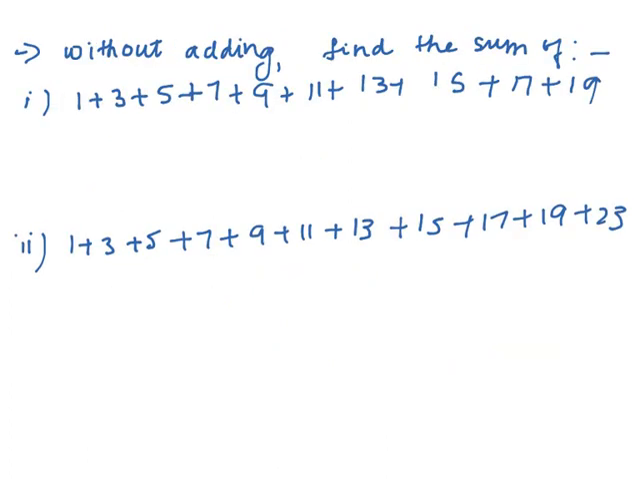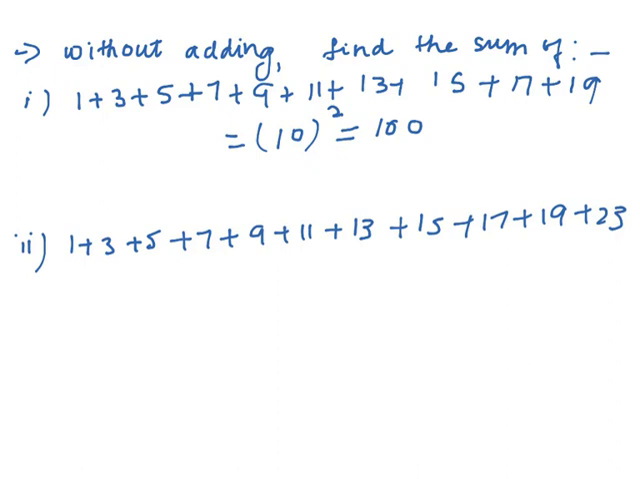In this question we have to find out the sum of this series but without adding. So remember, we learned one property today: the sum of the first n natural odd numbers is equal to the square of the number n. So first of all we will count how many odd numbers we have here. So 1, 2, 3, 4, 5, 6, 7, 8, 9, 10. So its sum will be equal to 10 square, that will give us 100.